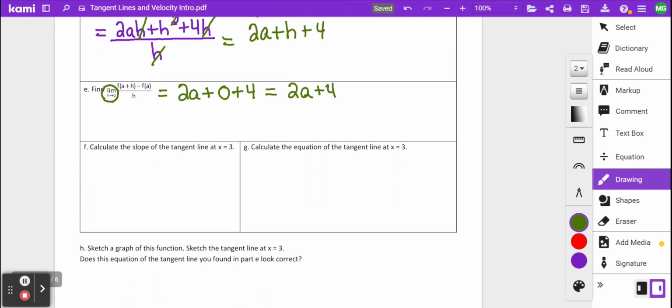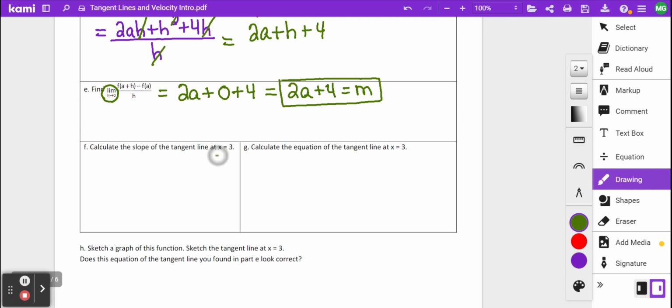And you're probably thinking, well, all right, what is that? What does that mean? Well, think back to the function that we started with at the beginning of this. This is the equation of the slope of a tangent line at a given point a, when x equals a, on our function. So again, that's the slope of the tangent line somewhere on our function.